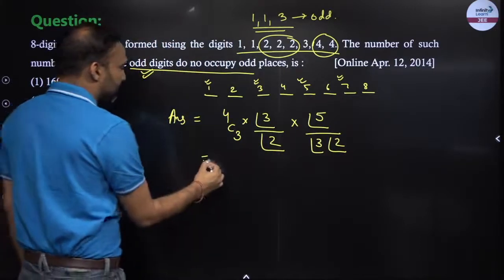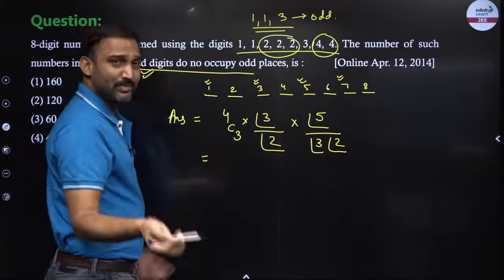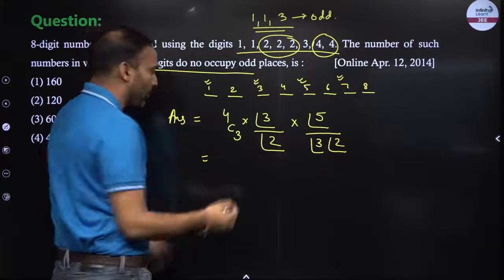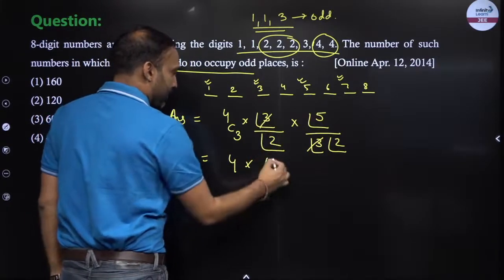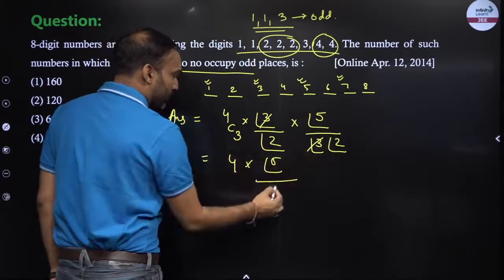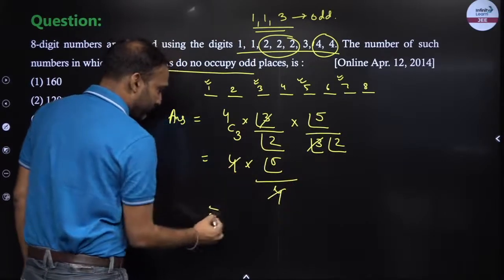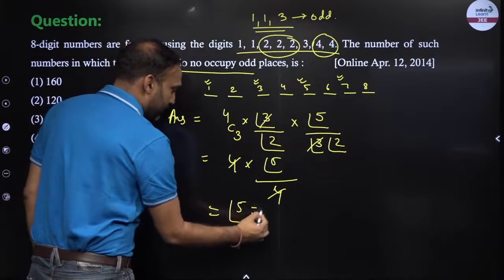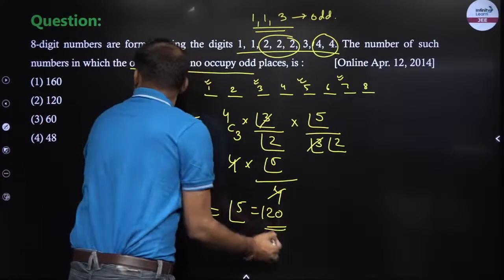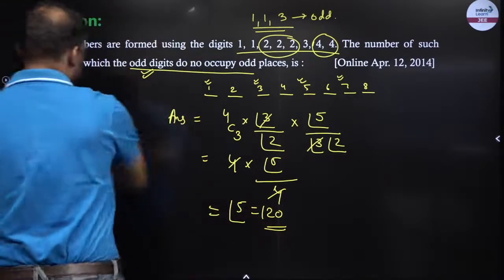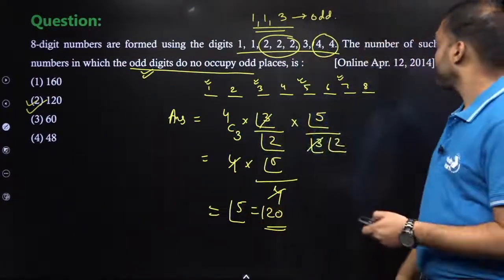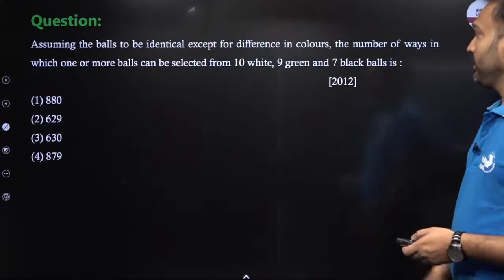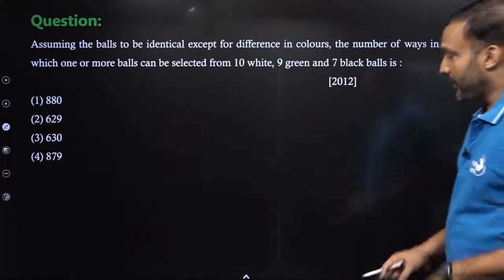Let us simplify this. Now what is 4C3? 4C3 is basically 4C1, and what is 4C1? It is 4. This 4 cancels, I have factorial 5. Factorial 2 is also 4. So my answer is factorial 5, or 120. Do I see 120? Yes, very well. Option number 2 is my correct answer. Right? Now the next question.